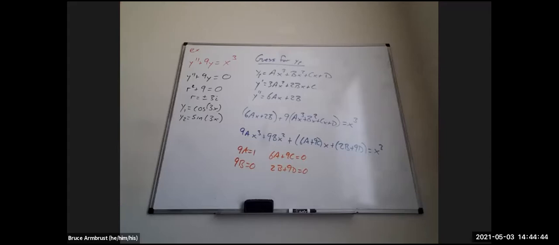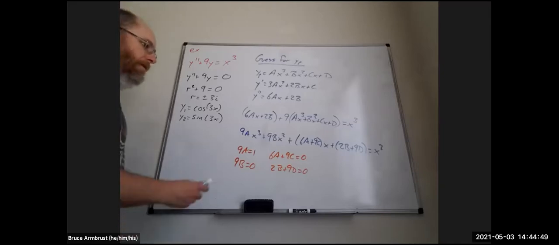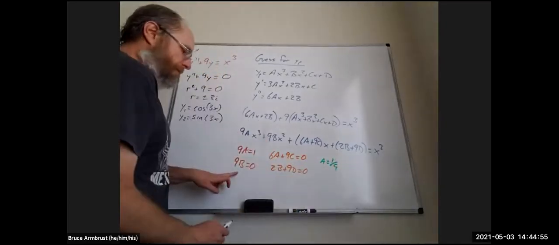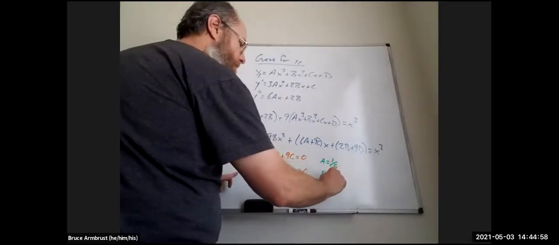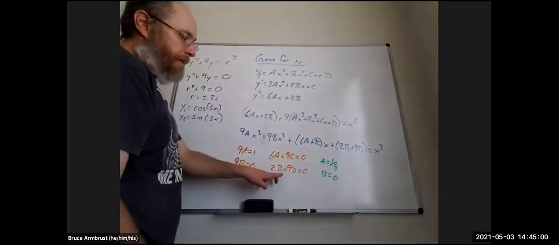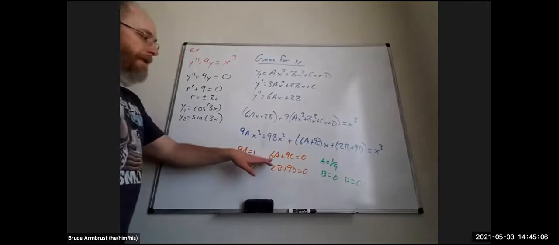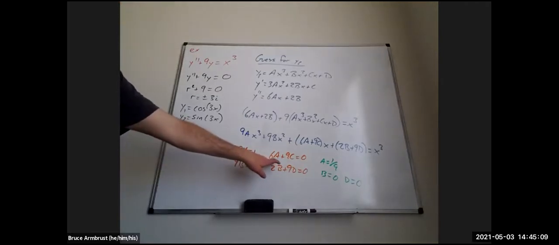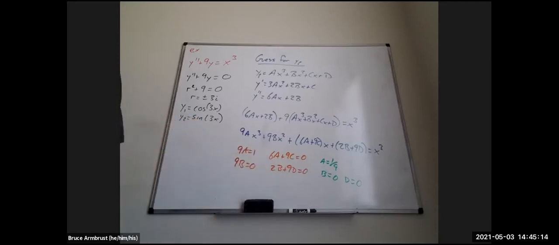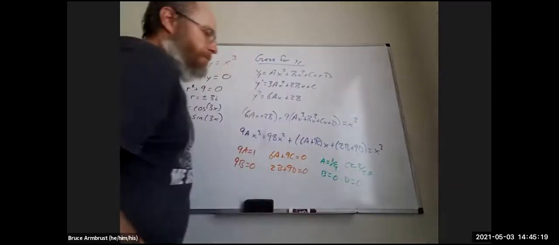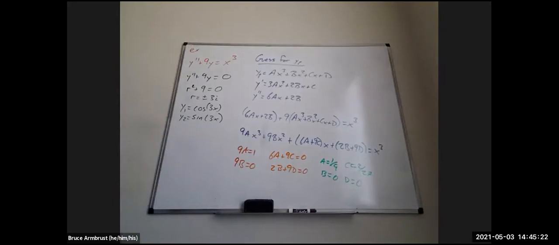All right, well, this is a pretty quick solve. From the first one, we're going to get a is 1/9. From the second one, we're going to get b is equal to 0. Well, if b is equal to 0, that forces d to equal 0. And if we put a equals 1/9 in here, that's going to force c to equal minus 2/27. I'll leave that to you to confirm.